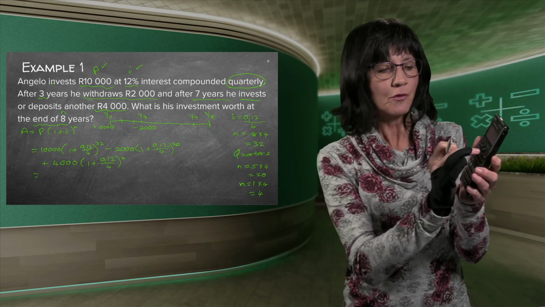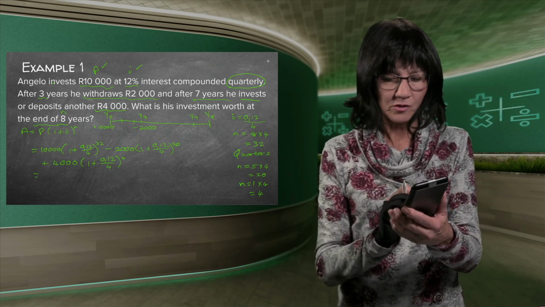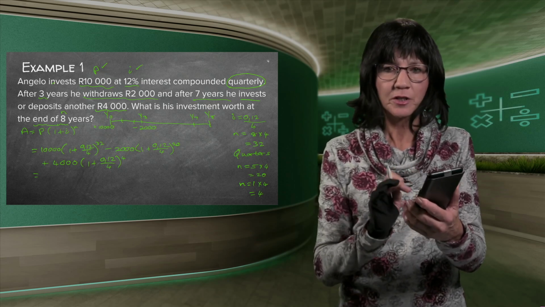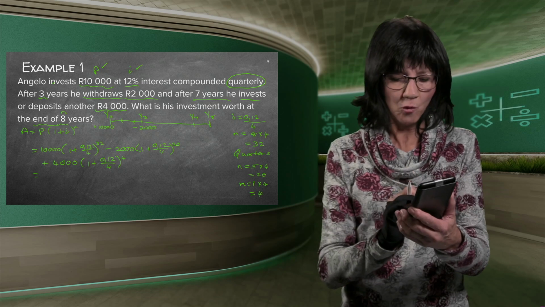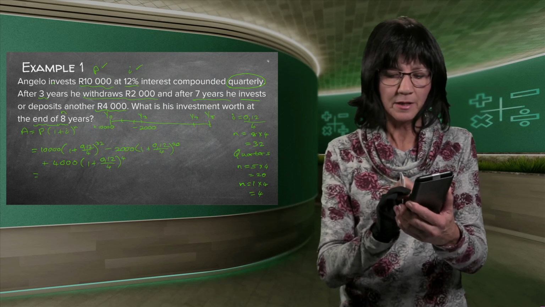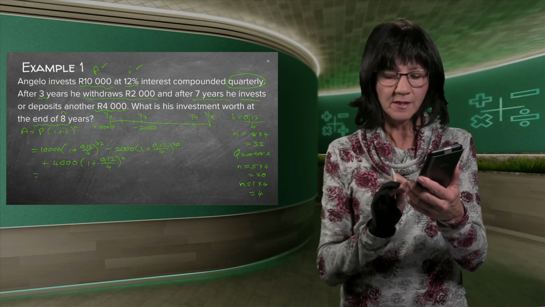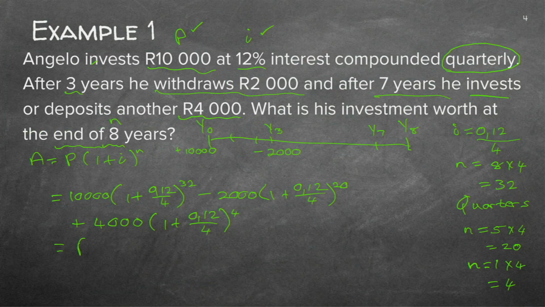Again, go to the right-hand side with your cursor, and now I have to add the 4,000, with all its interest, so it's 1 plus fraction, 0.12 over 4. To the right-hand side, bracket to the power of, this was only 1 year, so it's 4 quarters, and I press the equal sign. And this should give me the right answer. 26,640 rand and 64 cents.